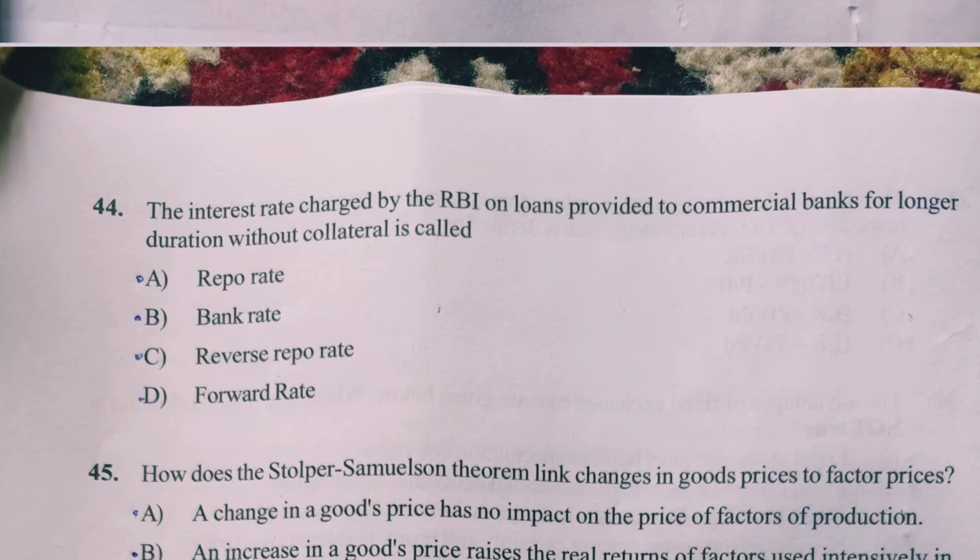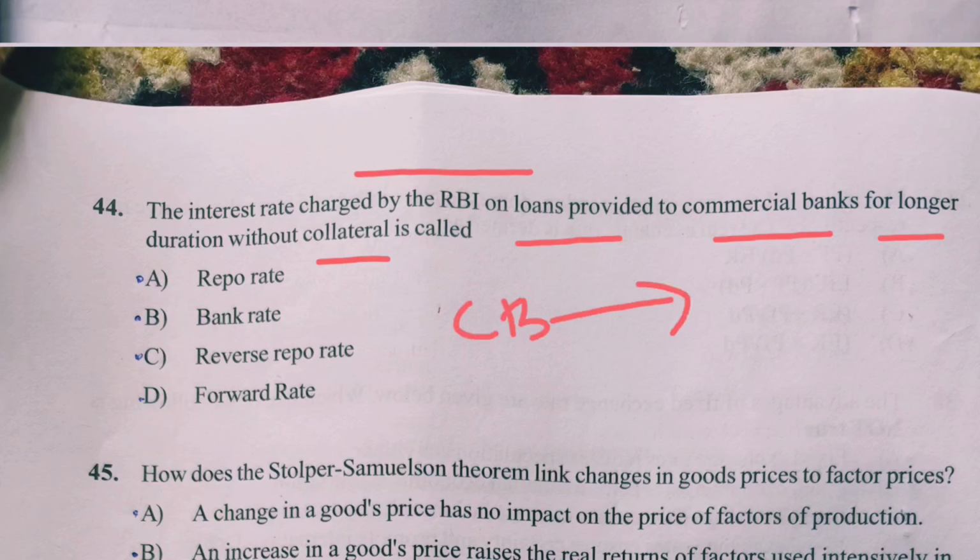Then we have the interest rate charged by RBI on loans provided to commercial banks for longer duration without collateral. Okay, so when commercial banks get a loan from RBI for a longer period and do not use collateral, we call that the bank rate.